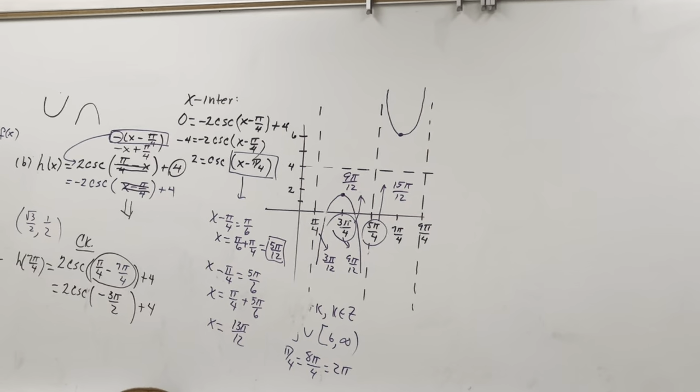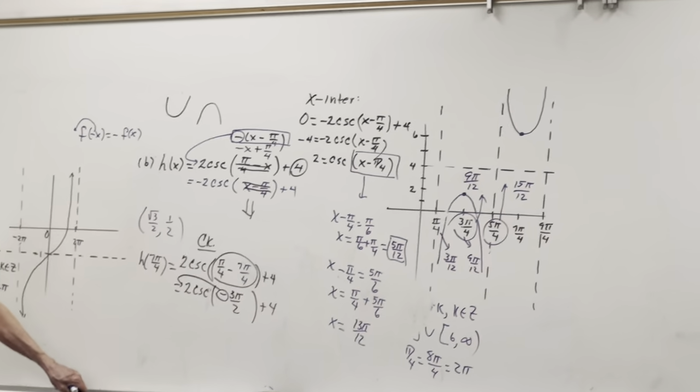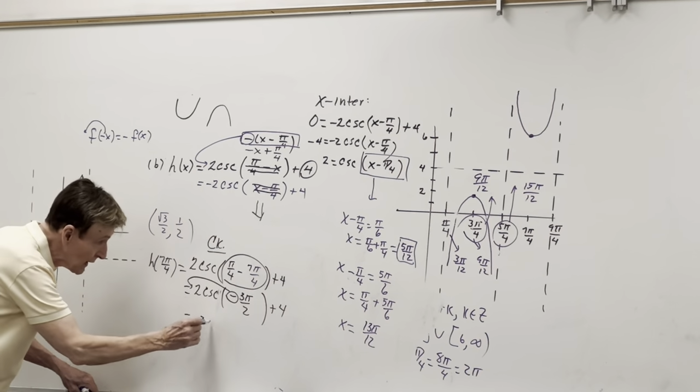Yes or no? Okay. I'm doing cosecant. Cosecant's an odd function. I see a negative sign. What can I do with that negative sign on this cosecant odd function? I can't just drop it. What can I do with it? Move it out to the front. So we end up with -2 because it's odd.